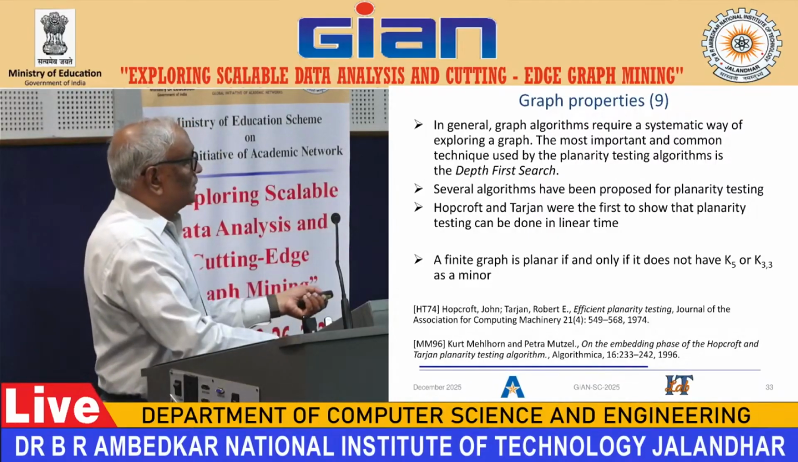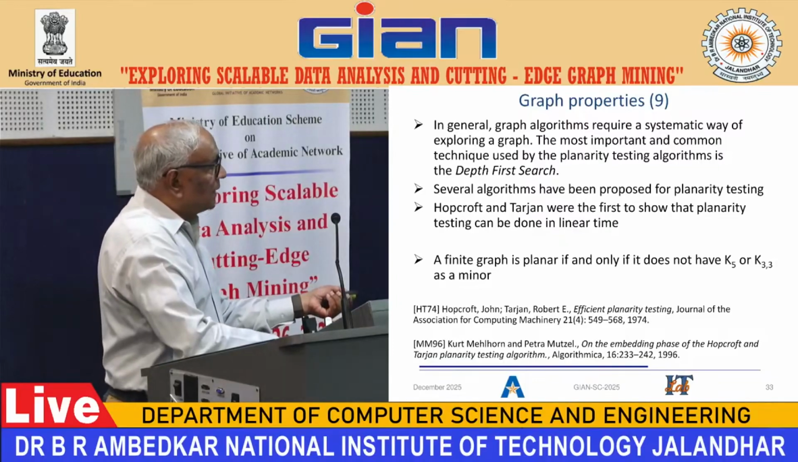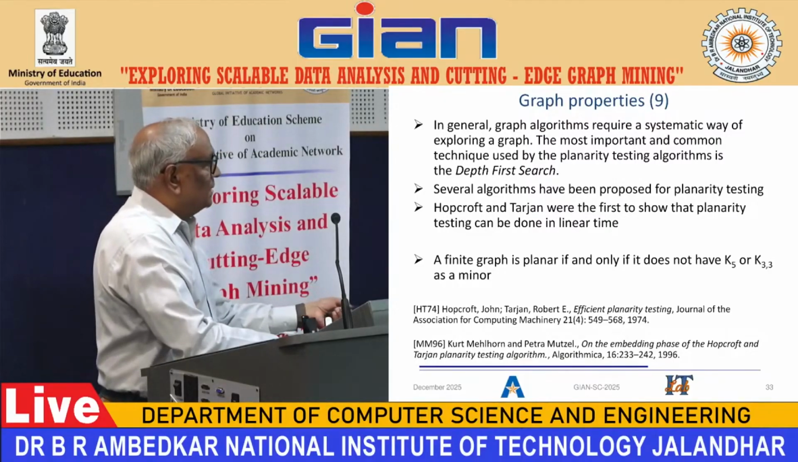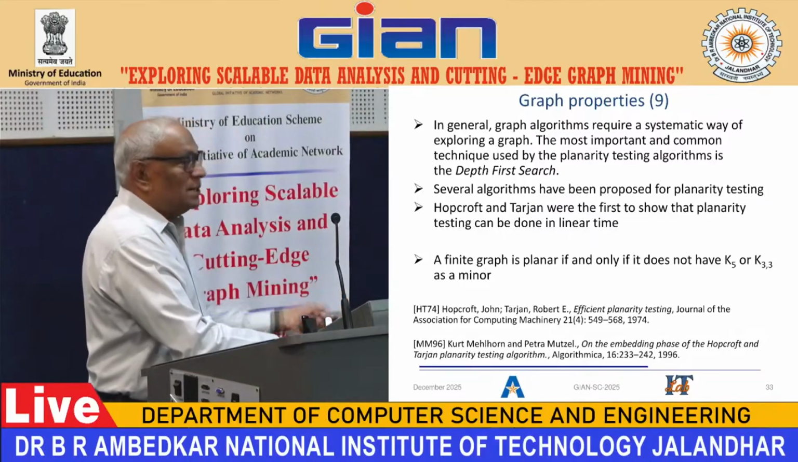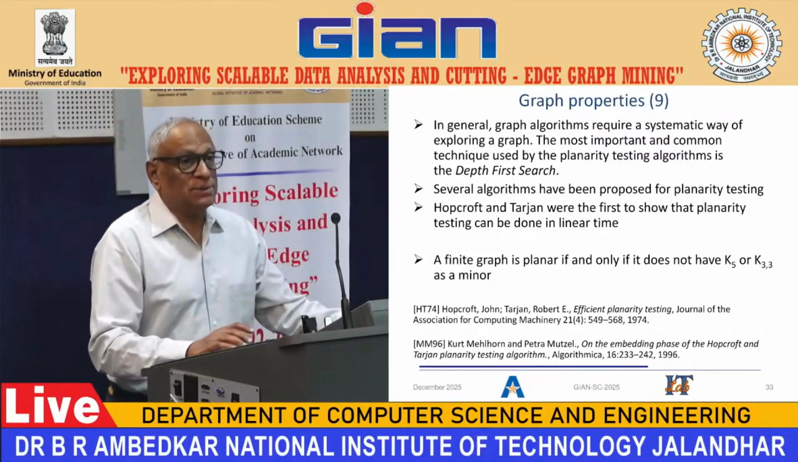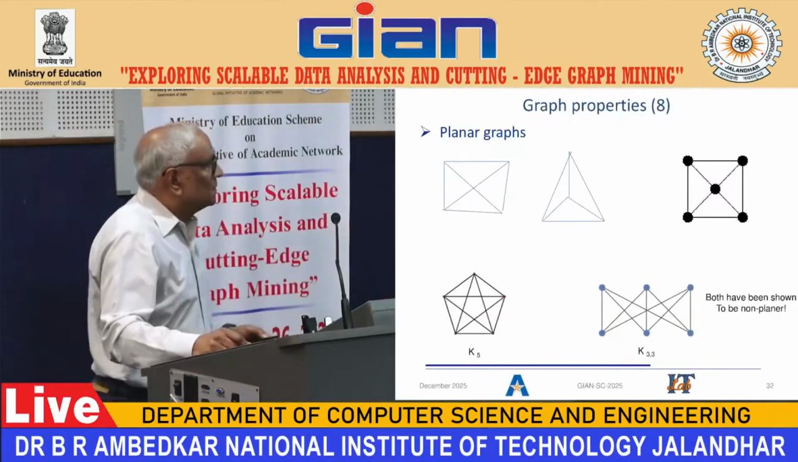A finite graph is planar if and only if it does not contain K5 or K33 as a minor, and this is K5 and this is K33. Any graph that contains these smallest non-planar subgraphs is non-planar. That's all it is.